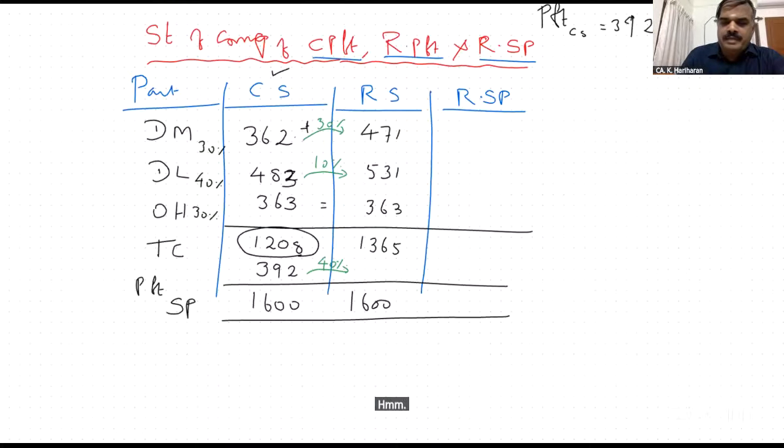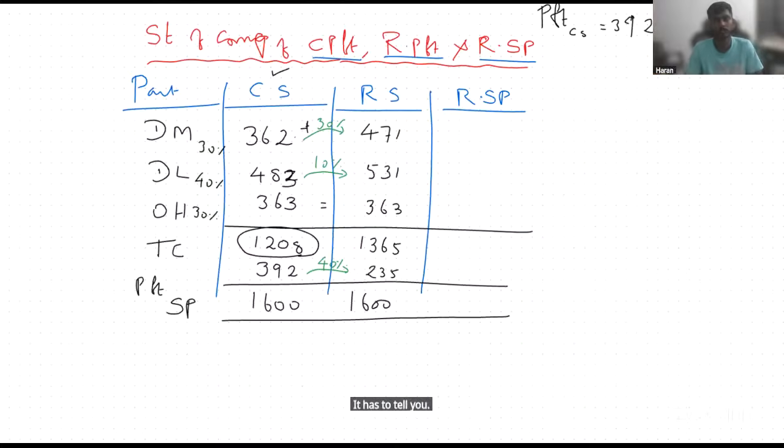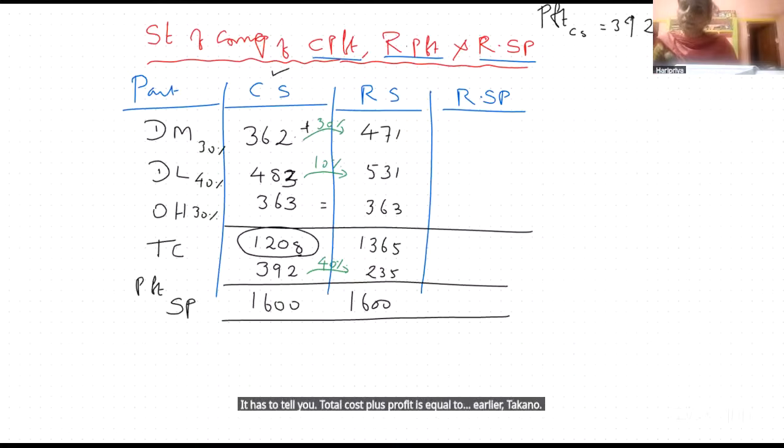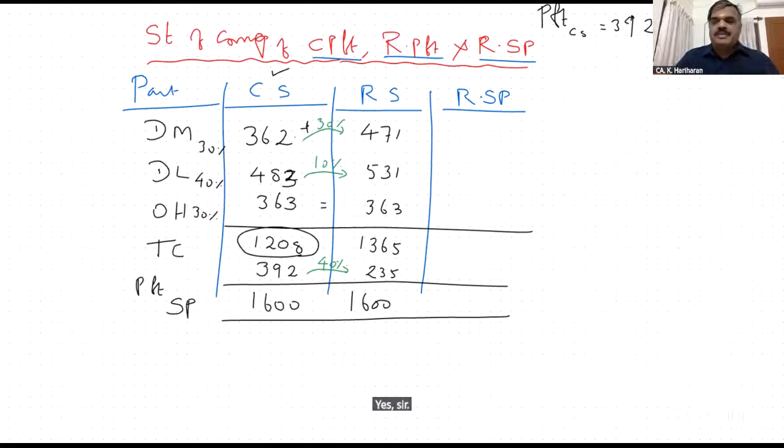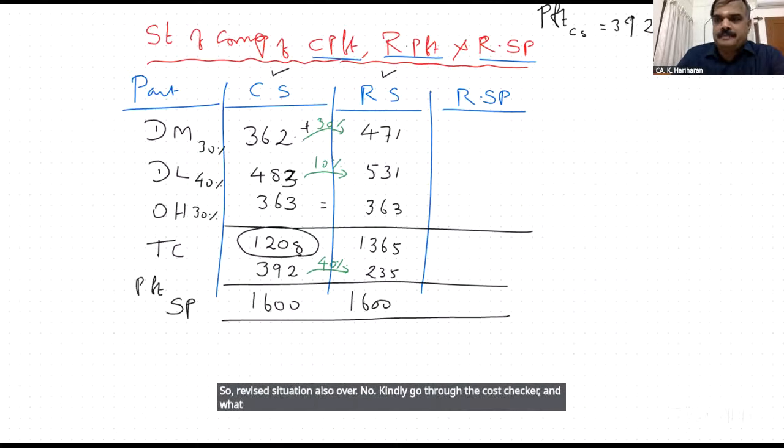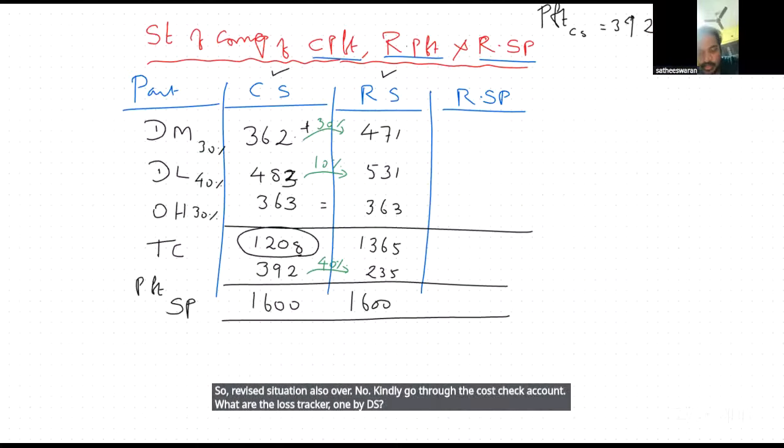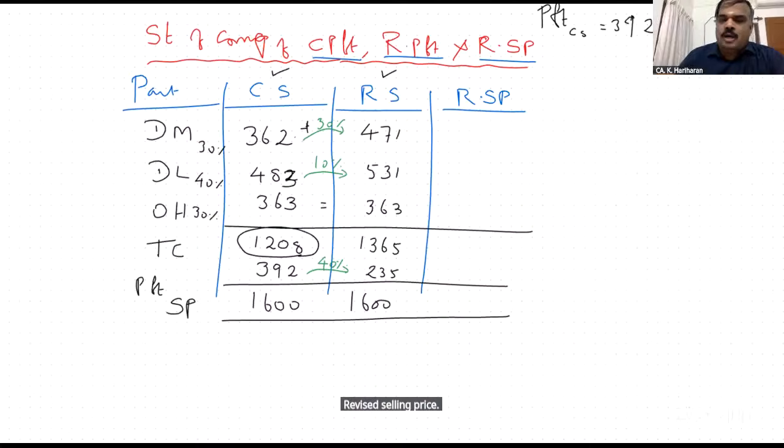Therefore, it has to tally. Total cost plus profit is equal to selling price. It is done. Revised situation is also over. Now kindly go through the cost requirement. What is the last requirement, my dears? Revised selling price. Now cost remains the same, am I right?